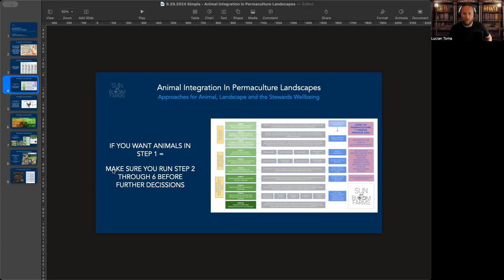We want to make sure that we run steps 2 through 6 before further decisions, which means, again, and I'm bringing this back over and over and over, we want to make sure that we're digging deep into the holistic context of the people that we're designing for, maybe for ourselves or for other clients, and the holistic context of the area where we live. Maybe there are laws, rules, and regulations about it.